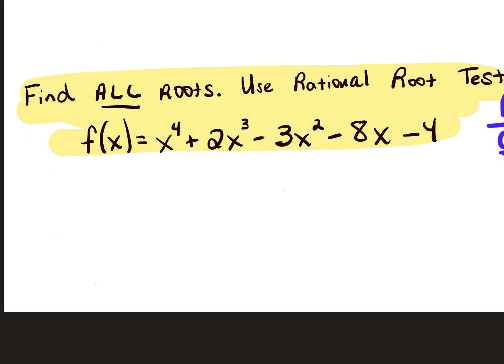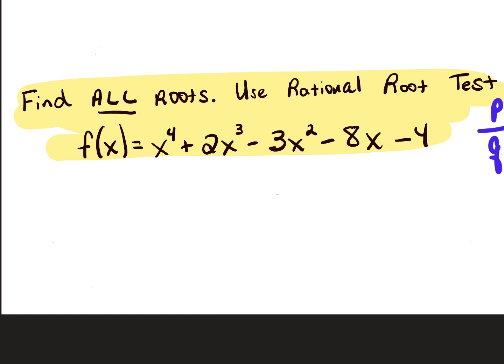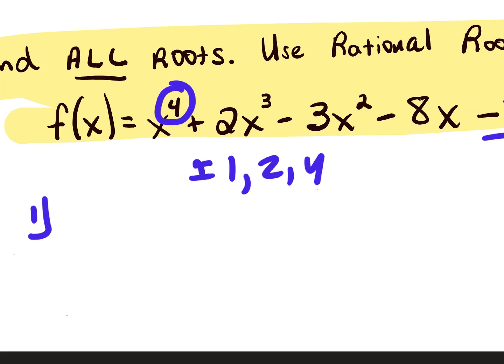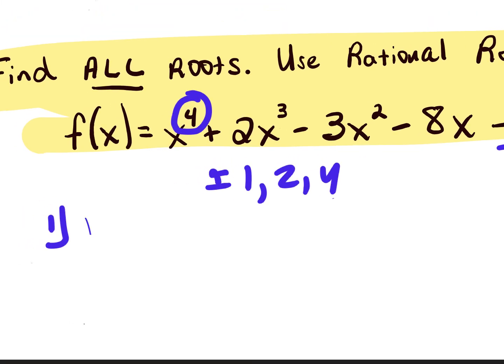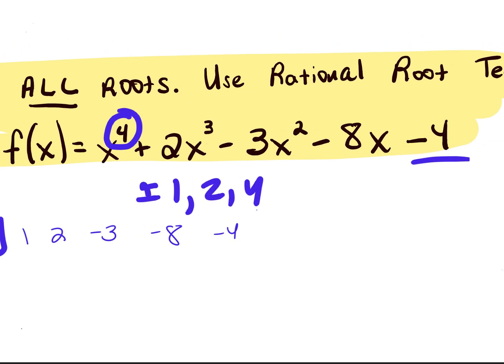But we can't factor this. We can't put it into groups. We can't do anything like that. But we do know there's how many answers here? There's 4. So list out the factors of the last term. This actually happens to be 1, 2, and 4. This one's pretty straightforward. I'm going to put my 1 up in the corner, and my coefficients are 1, 2, negative 3, negative 8, and negative 4.